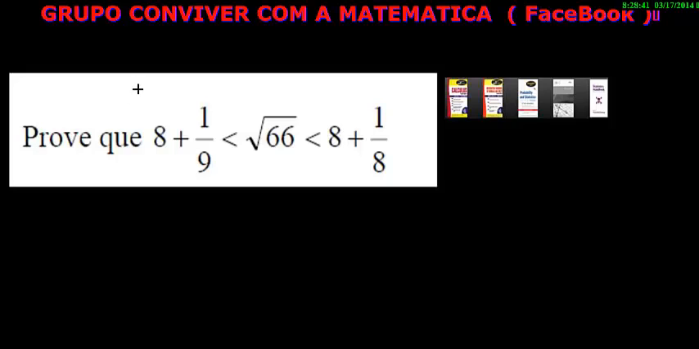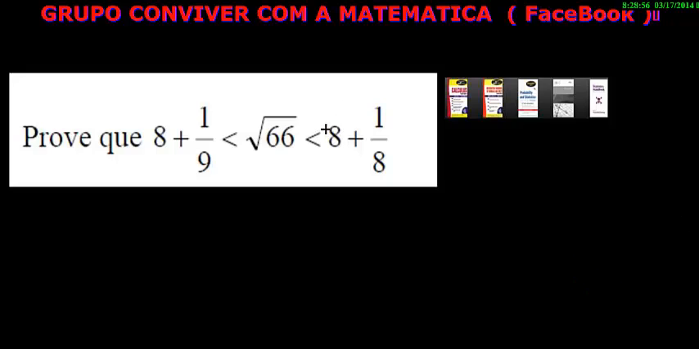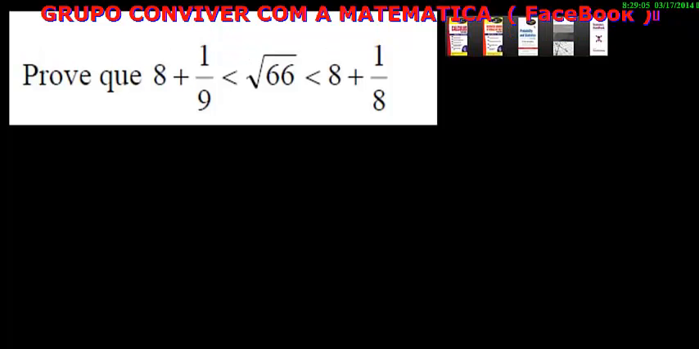My friends, good morning. In this video I'm going to show you that 8 plus 1 over 9 is lesser than square root of 66, and it is lesser than 8 plus 1 over 8. And to show you this, I'm going to apply a theorem. It is the Theorem of Lagrange.